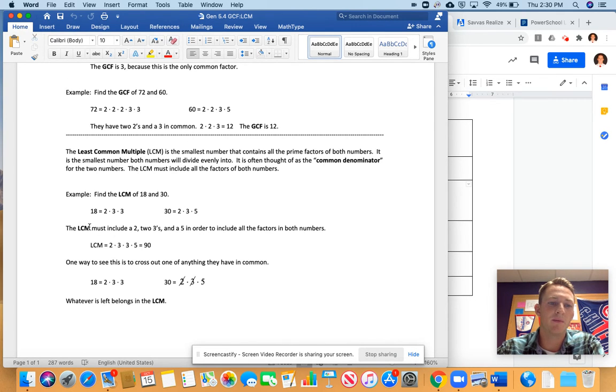Well, the least common multiple must include a 2, 2 3s, and a 5, because we have a 2, 2 3s, and then over here we already have a 2, we've already done a 3, but we haven't done a 5 yet. So 2 times 3 times 3 times 5 is 90.